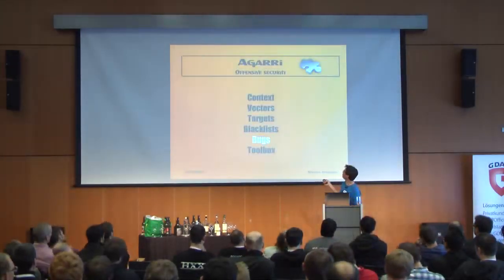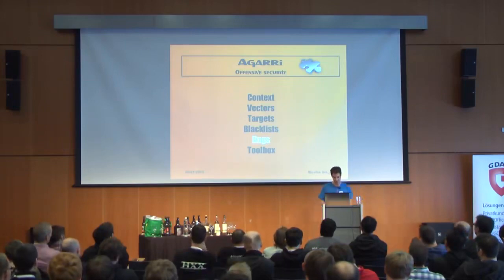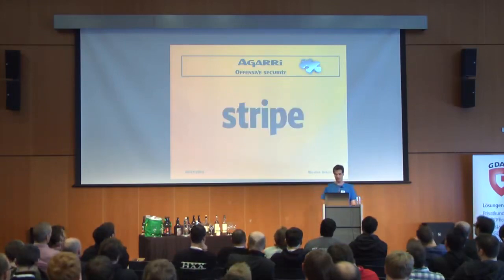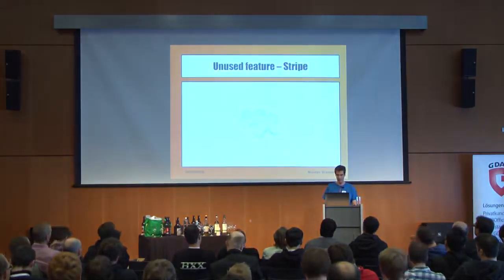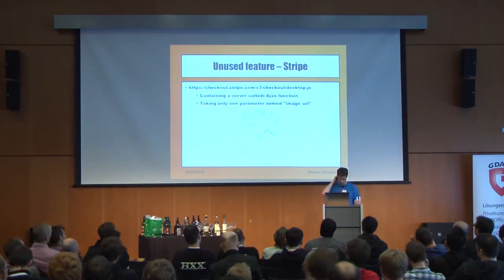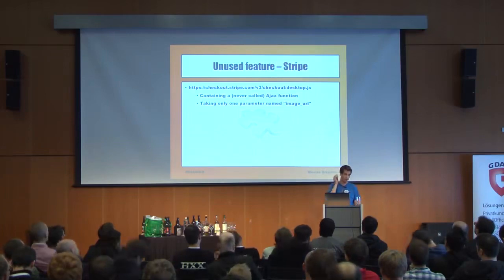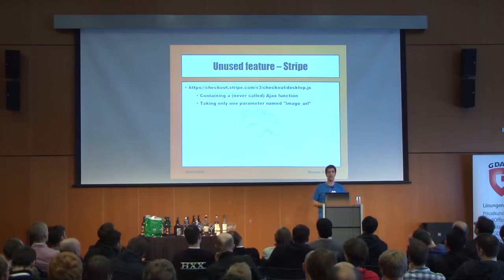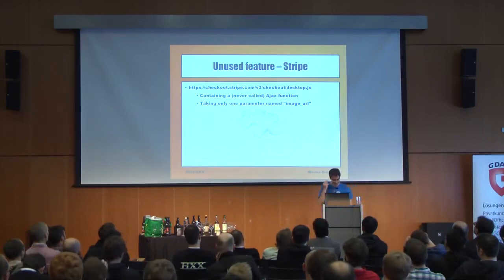Okay, we have features to abuse, we have destinations we want to reach, we have bypassed the blacklist, and now we will compromise, do some pwnage. So Stripe. Stripe is doing some payment, processing money. If you look at the JavaScript code of their checkout features, you will find a function which is never called from anywhere. And it takes only one parameter, and the name of the parameter is image_URL. So for me, it sounds very cool.